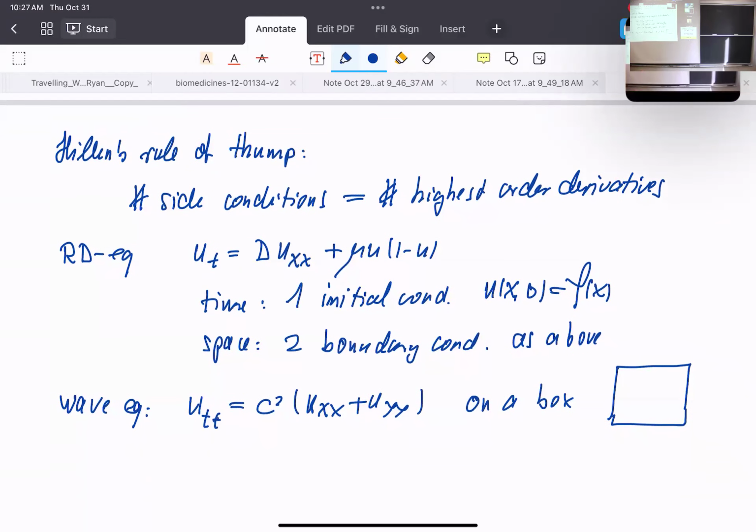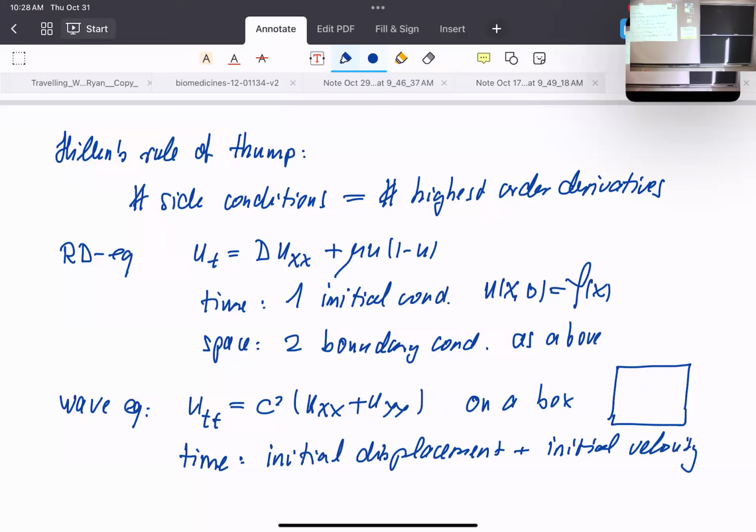And so for time, for the wave equation, if you're familiar with this, you usually give an initial displacement. If you take a string and you pull it, that is an initial displacement, but also an initial velocity. Well, for a drum, you hit it with a velocity. So the time initial condition would be initial displacement plus initial velocity. So you need two initial conditions.